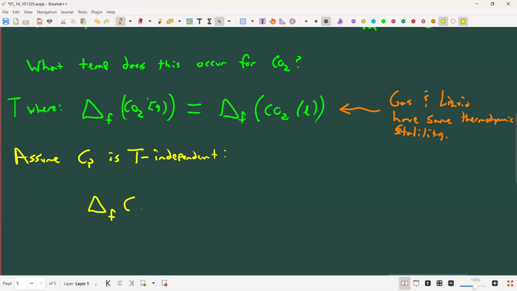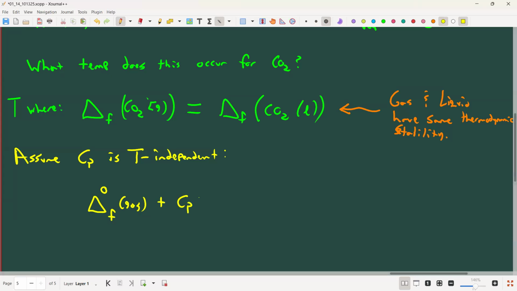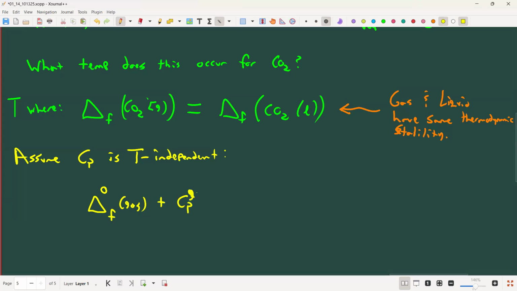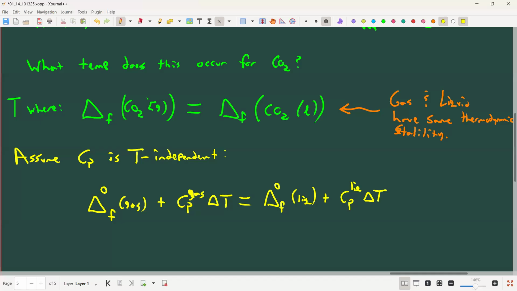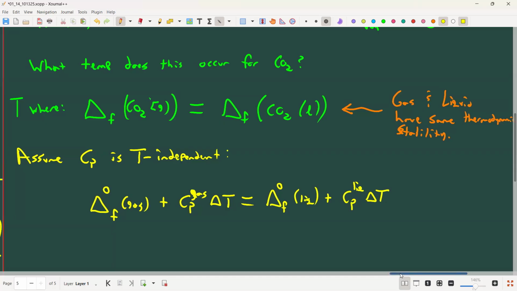And so the equation we want to solve is the enthalpy. I'm just going to write the enthalpy of formation of the gas at constant temperature plus the heat capacity of the gas times delta T is equal to the enthalpy of formation of the liquid at standard conditions plus the heat capacity of the liquid times delta T. Remember, each one increases. We just have to find where they're equal to each other. Well, we have all the values for this.